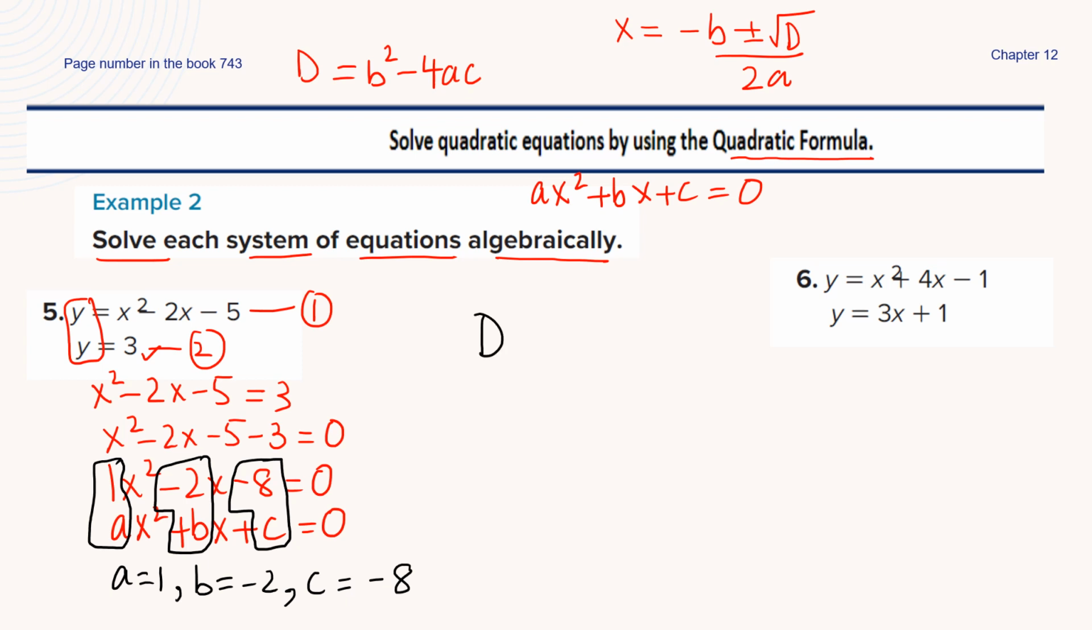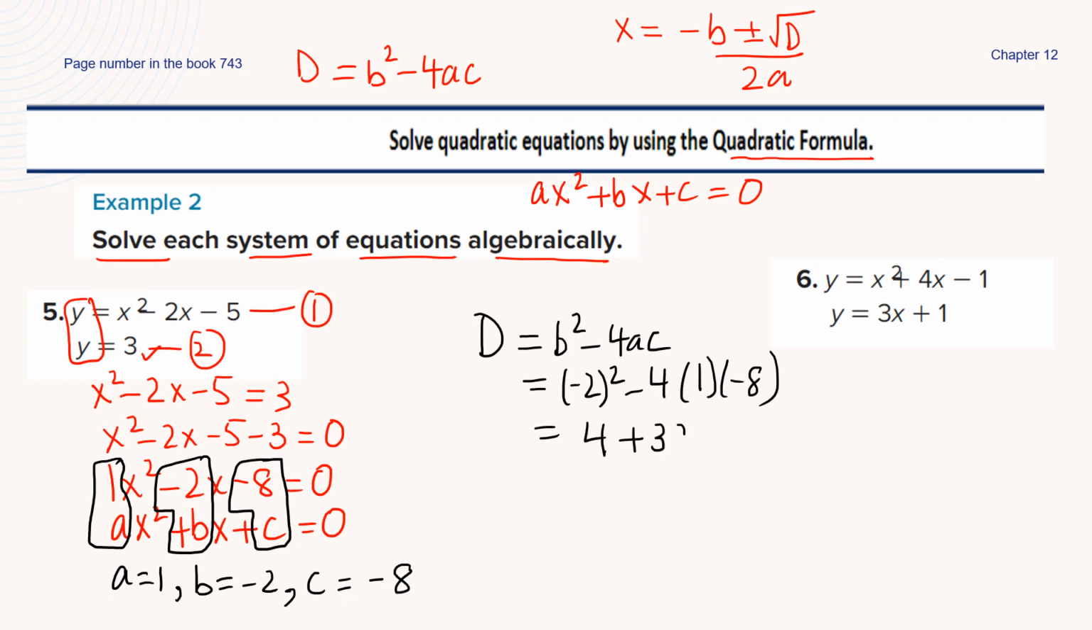So now we need to find d, the discriminant. So discriminant is b square minus 4ac. So b is minus 2. I am just putting the values of a, b and c and simplifying. So this is 4 plus 32, which is 36. So discriminant is 36. Now we need to get the root.